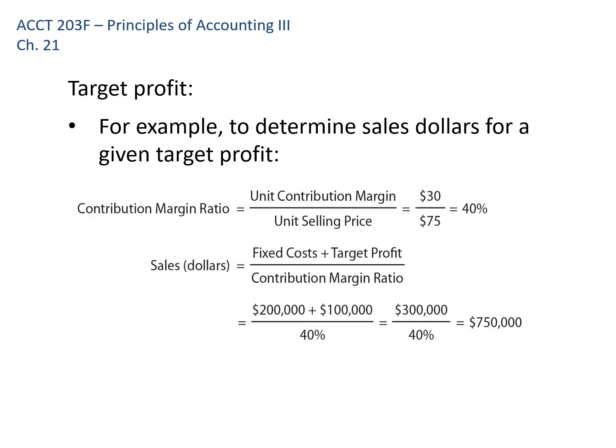Here's another way to do it with the contribution margin ratio. And again, the only reason I'm going to use the ratio versus units is if I want to end up with sales dollars versus sales units. In this case, you can see how the math works. The same numerator, the same 300,000. I divide by 40%, and I need to sell $750,000. If I multiply $750,000 times 40%, I get $300,000, which covers my $200,000 fixed cost and provides me with $100,000 for target profit. So I hope that makes sense to you.